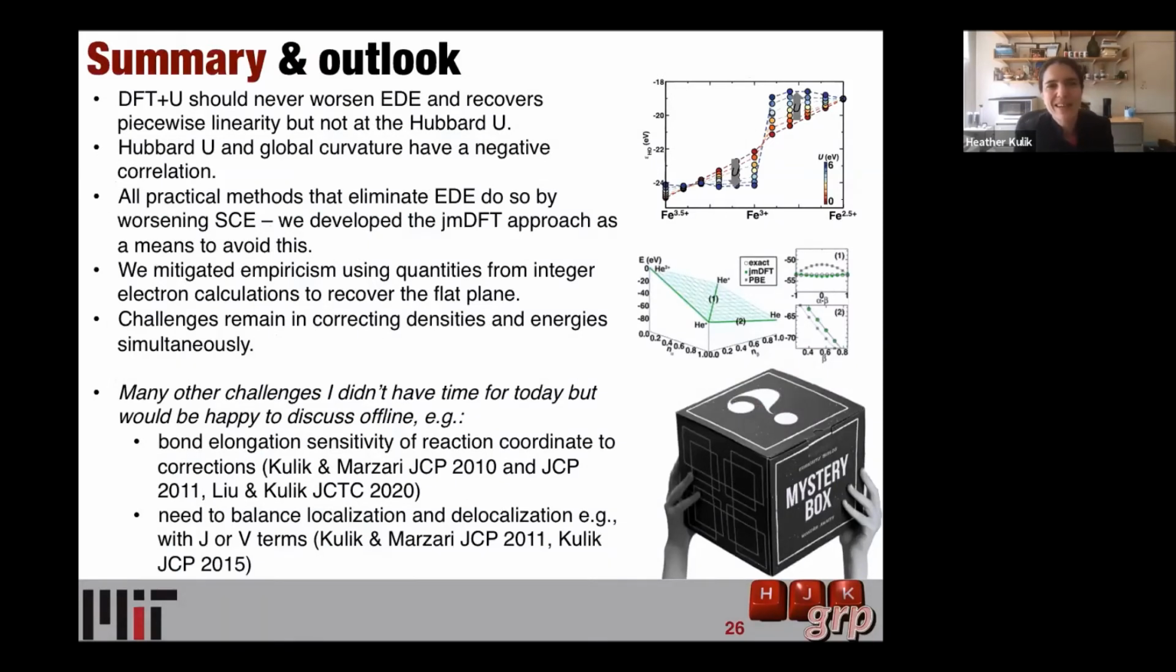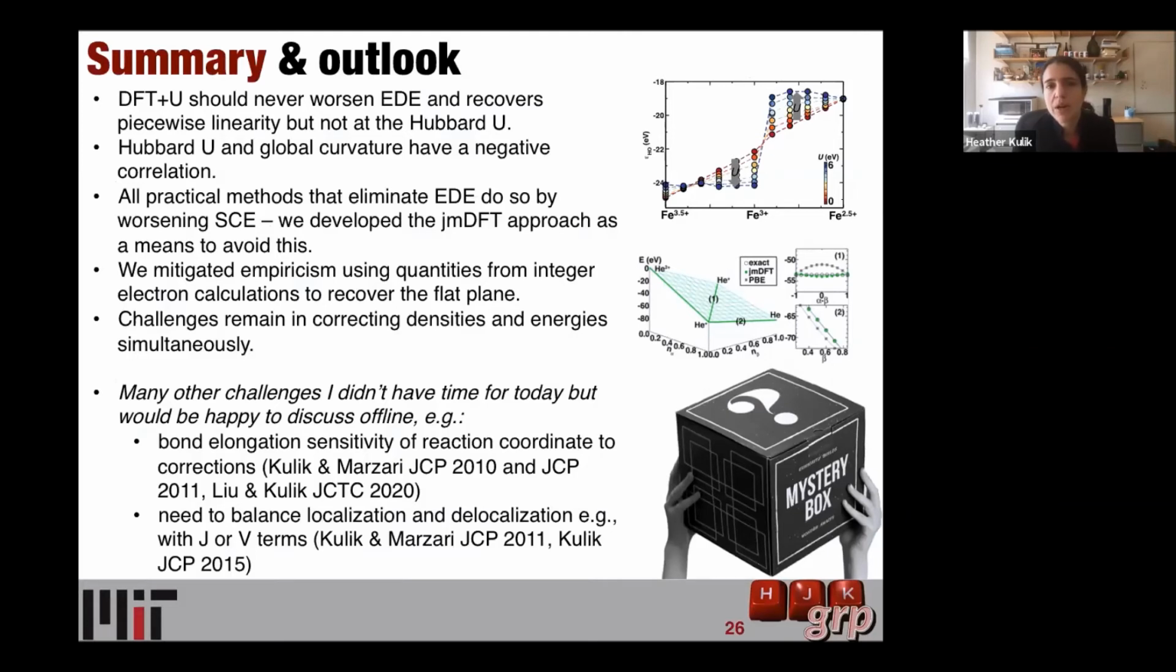Some of the things that are nice about DFT+U is that it really is simple to interpret, and you should know that DFT+U should never worsen fundamental aspects of our electronic structure. It should never make self-interaction error or electron delocalization error worsen. It should work to recover piecewise linearity, but not necessarily at the computed Hubbard U, because Hubbard U and global curvature, which is how we recover EDE, are related in a weird way.